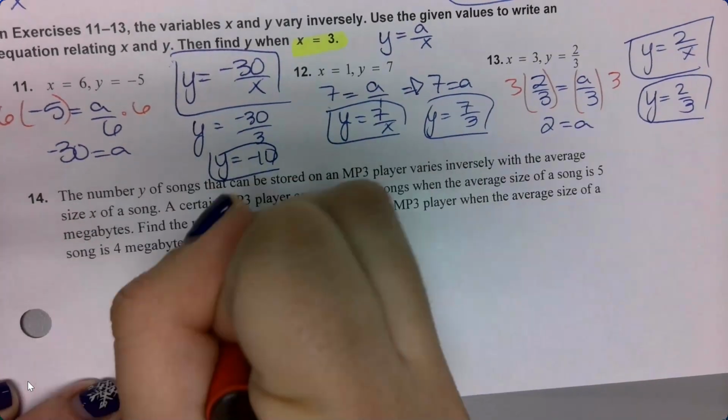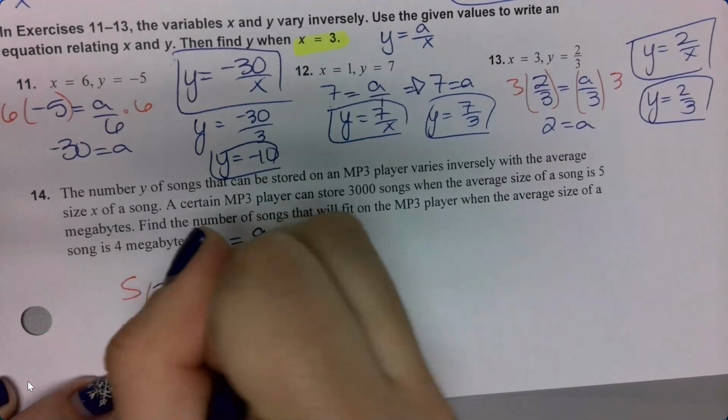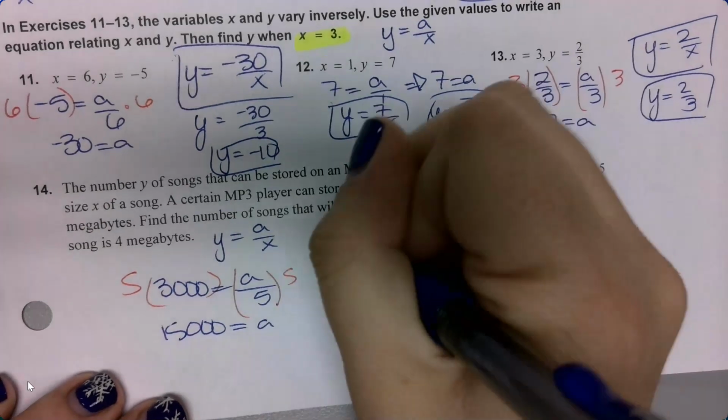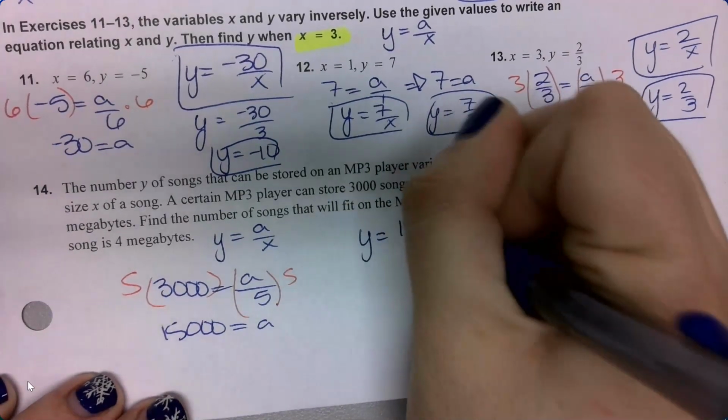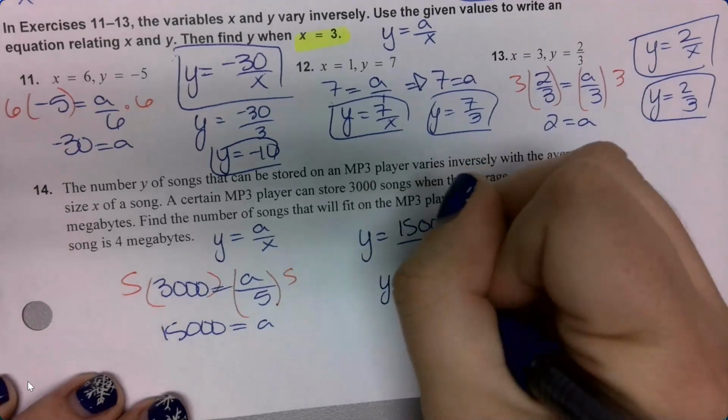So I'm going to multiply both sides by 5. This gives me 1,500. And then I want to write my equation. So I have y equals 1,500 over x. And it wants the song size to be 4 megabytes. So I'm going to plug in 4.